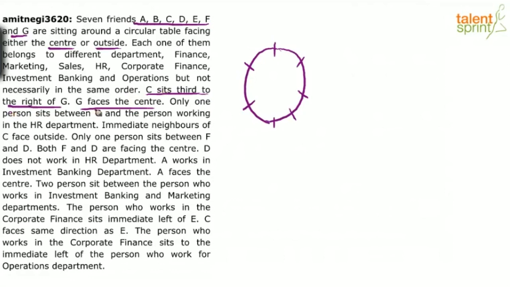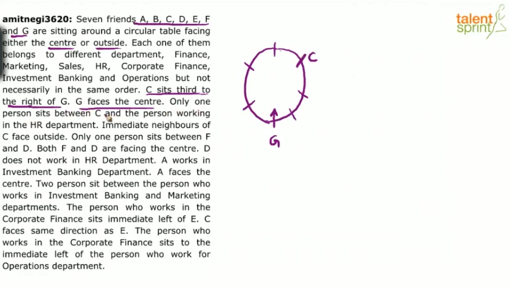C sits third to the right of G, G faces center. So let us assume this is G's position facing center. C sits third to the right of G. When a person is facing center, right is anti-clockwise. So first, second, third, C comes here. Again, what direction C is facing is not clear. It can be inwards or outwards.